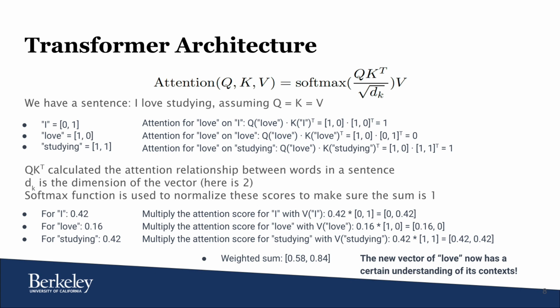A softmax function is used to normalize these scores to make sure the sum is 1. After that, we can multiply the attention score to itself. Remember, V is also equal to itself. After weighted sum, we have a new vector for love, which is 0.58, 0.84. The new vector of love now has a certain understanding of its context.